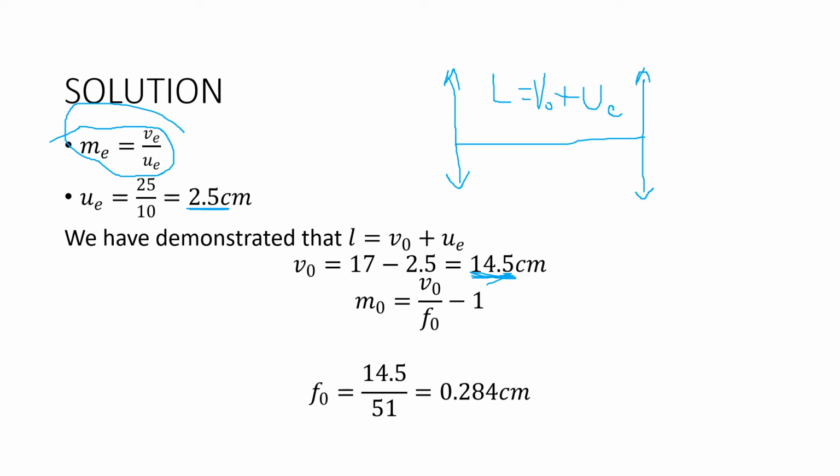Now we can also use this formula to calculate FO. Remember, MO is 50, VO is 14.5, and FO you can calculate that it will be 0.284 centimeter.